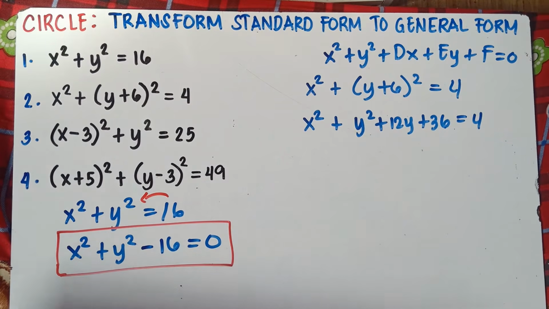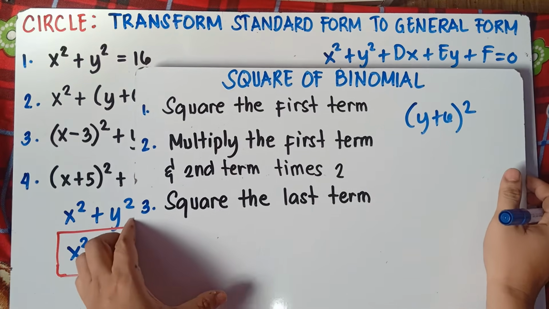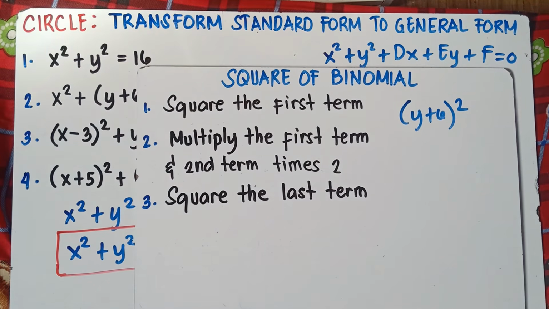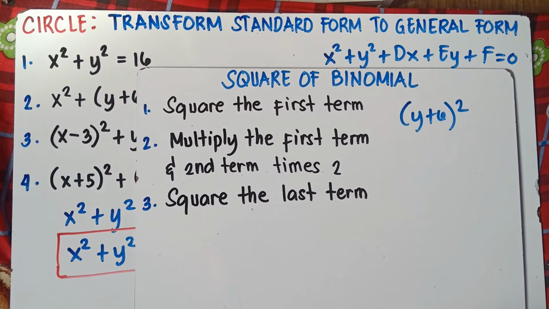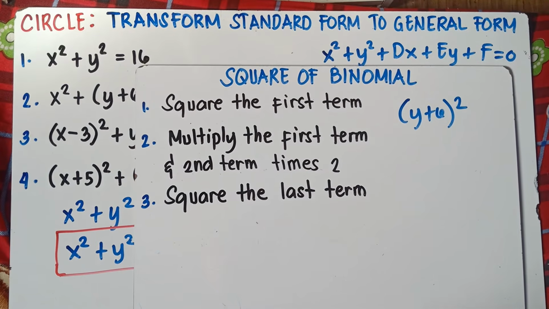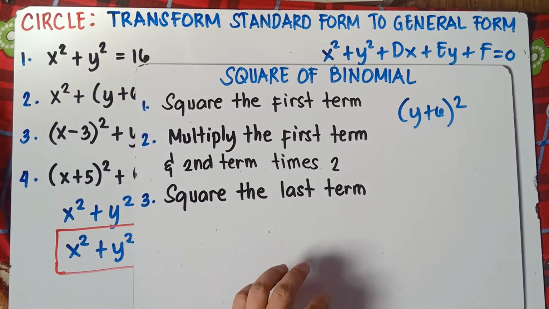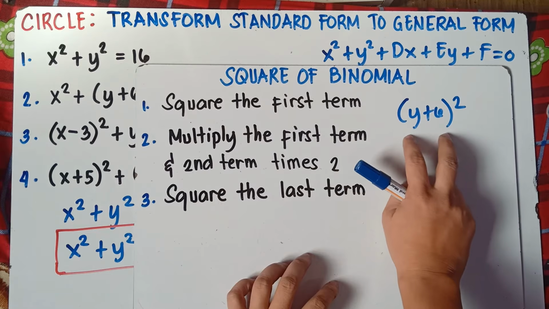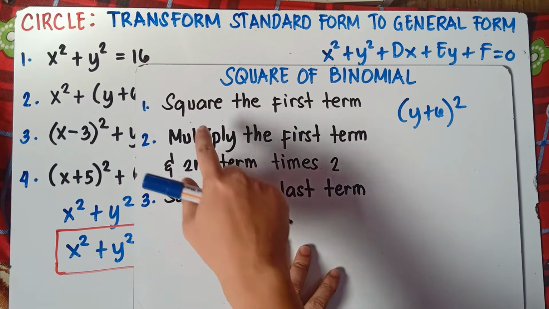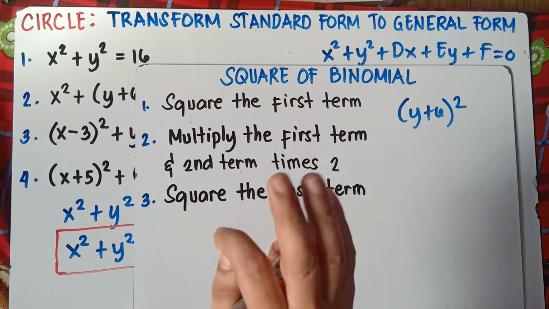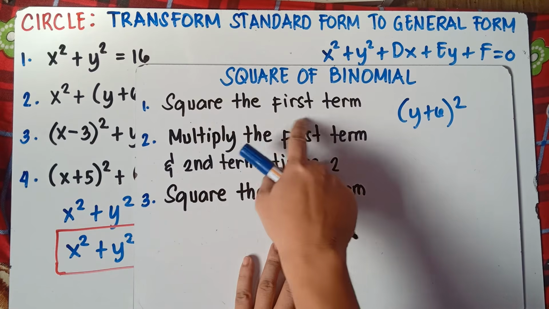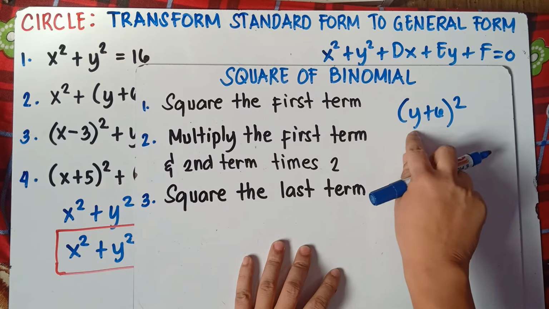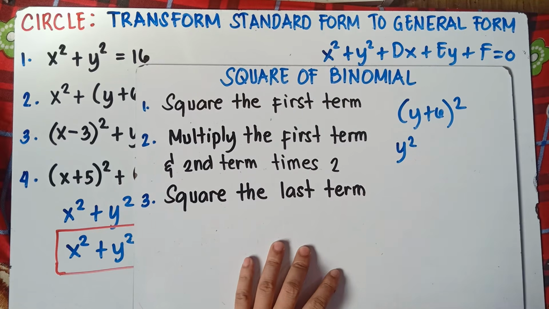Alright, so the square of binomial. Let me copy the equation: y plus 6 quantity squared. So y plus 6 quantity squared in the square of binomial, class. Let's master the square of binomial, class, for us to really answer this one easily. So in the square of binomial, you square the first term. Once again, class, this is what we call the square of binomial because we have two terms and then squared. So we have three procedures. First, you square the first term. The first term is y, so you square it, that would be y squared.